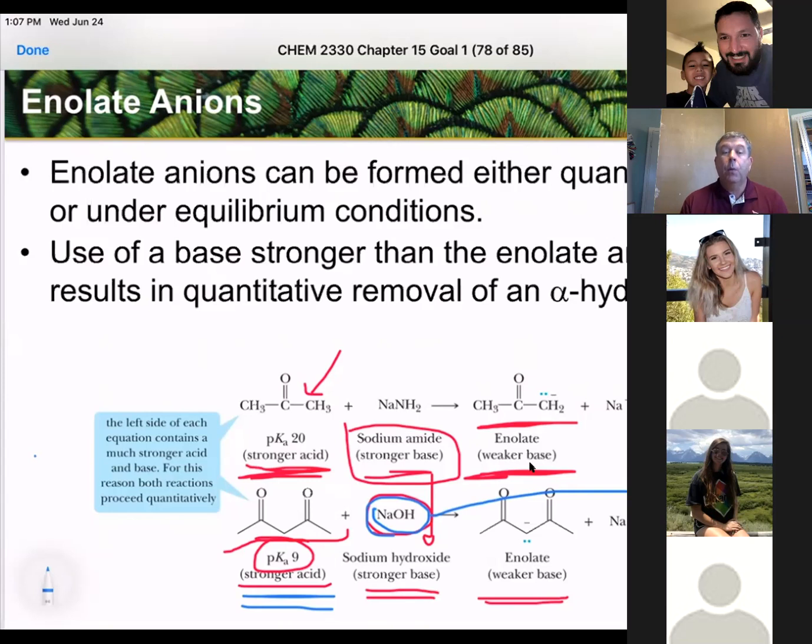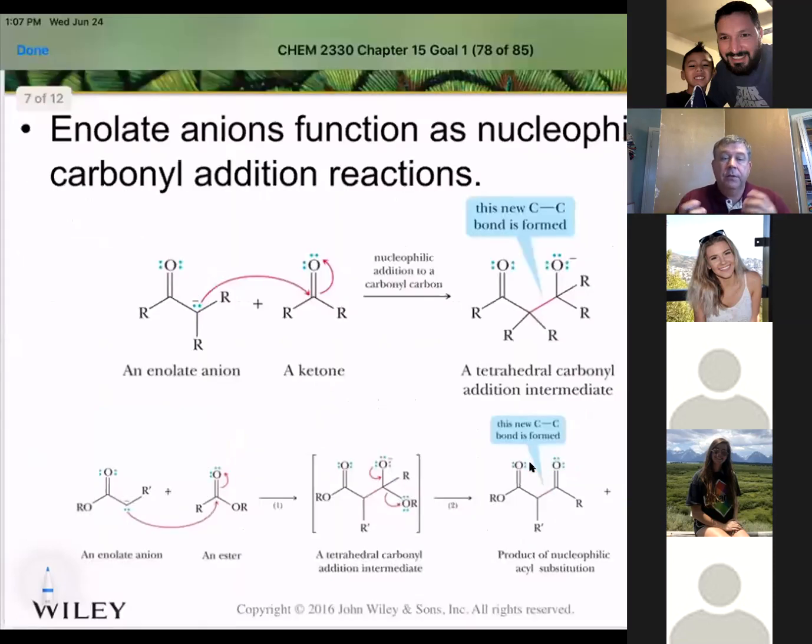Okay. So what we'll see is, based on different structures, we can use different bases. For things like ketones, we have to use a very strong base like the sodium amide bases. Once we go to the diketone compounds, we can start using hydroxides, and we might even be able to use some weaker bases later on. Okay, so let's see how this works, okay?